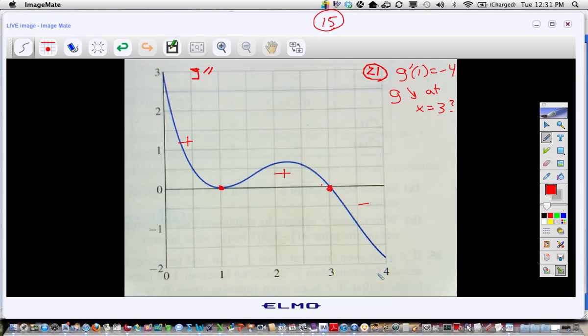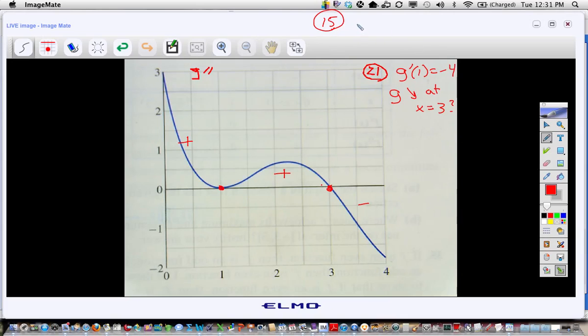Now what's G double prime tell me about G prime? Slopes, right? G double prime is the slopes of G prime. So it tells me a lot more about G prime, doesn't it? Now I would care when G double prime is decreasing, because that's when G prime is concave up, right? That doesn't tell me anything about G, but it does tell me some of those things about G prime. Okay, so it just depends on what the questions are.